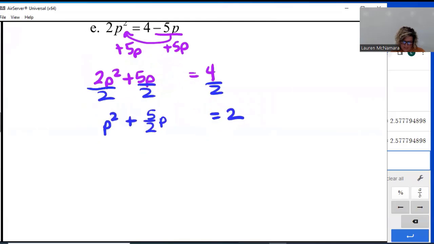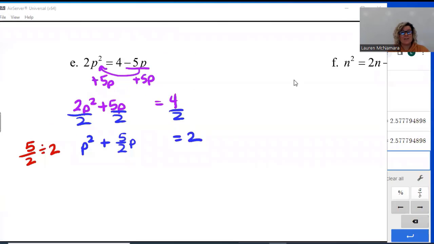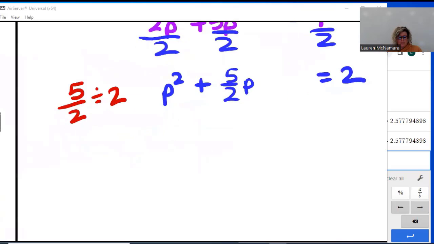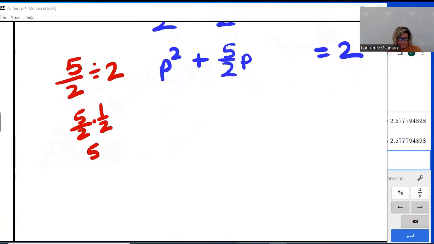What am I going to fill in that space with? Well, I have 5 halves divided by 2. But I already have a fraction, and I'm dividing by 2. So when you divide by 2, it's really like multiplying by 1/2. So I have 5 halves times 1/2. I have to do that first. I don't want to put my parentheses there yet. So now I have 5/4. So that's first me taking this middle term and dividing it by 2.